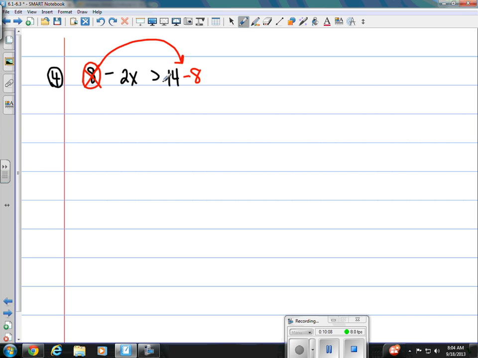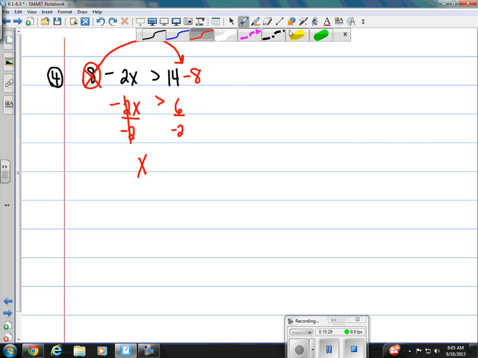Now, we always have to use the sign in front. So if that's a -2x, I have to keep a -2x is greater than 14 minus 8, which is 6. Now, last step to solve for x is divide both sides by -2. The -2's cancel, and x is.